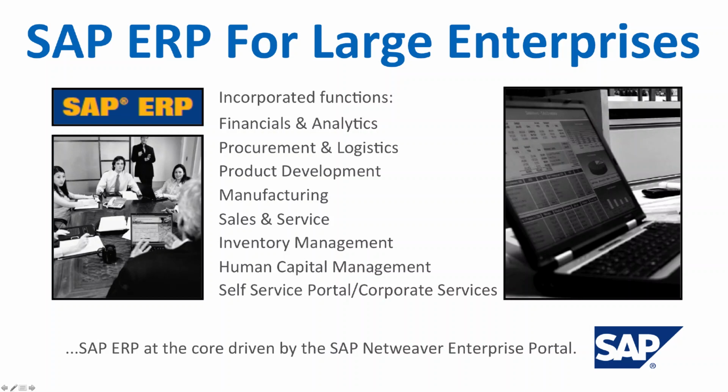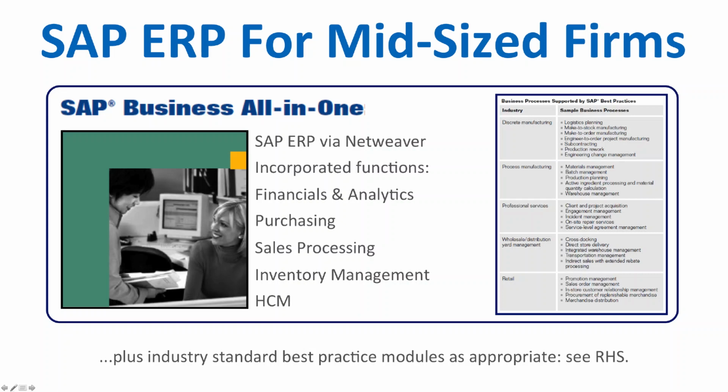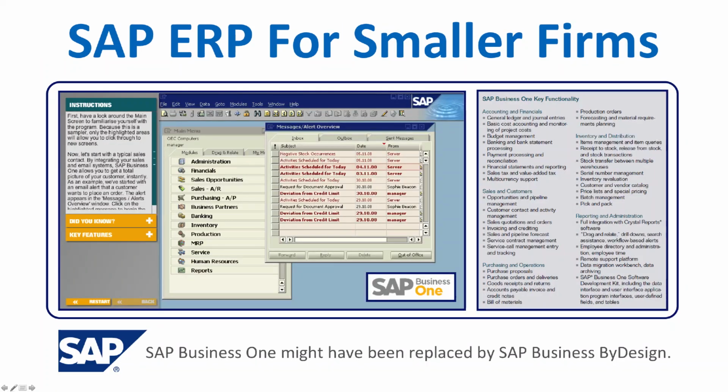So for large enterprises, ERP uses financials and analytics. It offers procurement and logistics, product development, manufacturing, sales and service, inventory management, human capital management, and a self-service portal for corporate services and other things. Business All-in-One had some of those functions for medium-sized companies. Then you have Business One, which was an all-in-one package that had everything built into it. For example, financials, sales opportunities. This is an early view of it, so you can have a look at that and see all the features that Business One offers.